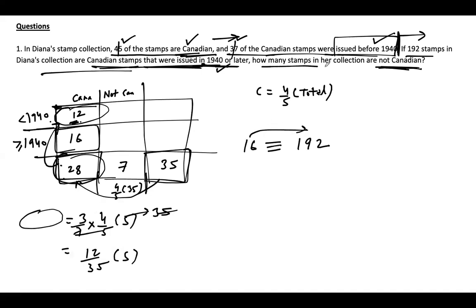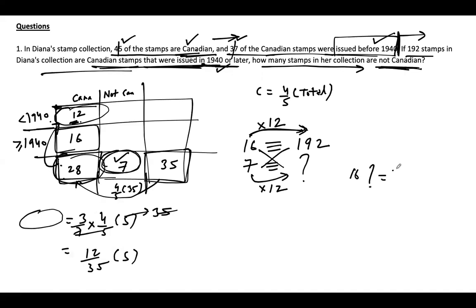The question is asking how many stamps in our collection are not Canadian. So how many stamps are not Canadian? 7. So if 16 represents 192, 7 will represent what? How will you make 192 from 16? What will you multiply? Into 12. So here you can also do into 12. Or if you do not understand this, you can just cross multiply. 16 into question mark is equal to 7 into 192. So 16 12s are 192. So the question mark comes out to be 84.